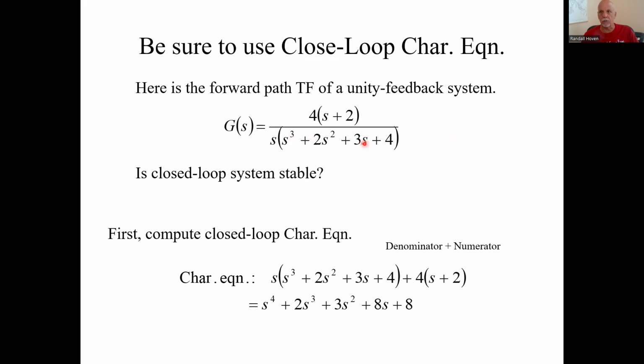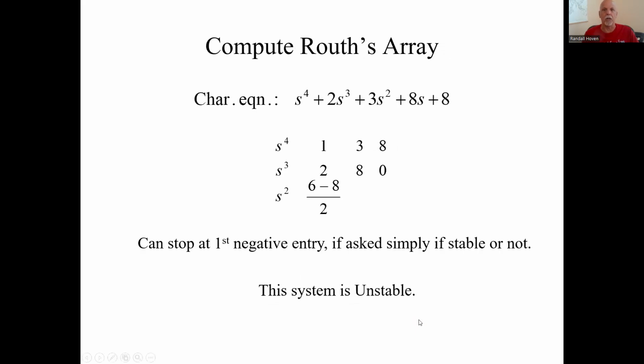What was our little trick for doing that? If you go through the algebra for unity feedback, it's going to be the denominator plus the numerator. That easy. This denominator plus this numerator. Now you just gather up like powers of s, and there's our characteristic polynomial. So now we can start setting up Routh's array. S to the 4th.